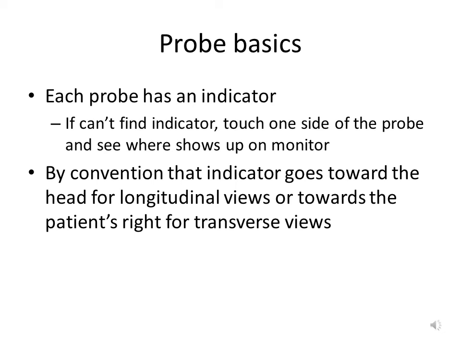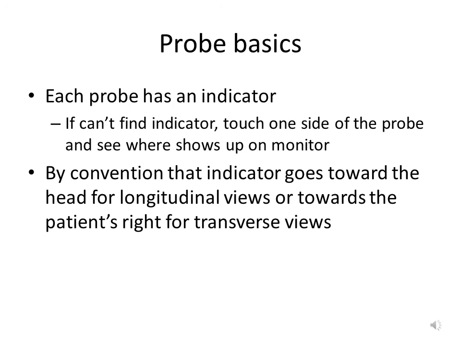Let's talk a little bit about the probes. So the probe basics, each probe has an indicator on it. If you can't find the indicator, basically once you have the machine set up, you can touch one side of the probe with some gel on it and you can actually see which side of the probe you are touching. By convention, the indicator goes towards the head for longitudinal views or towards the patient's right for transverse views.